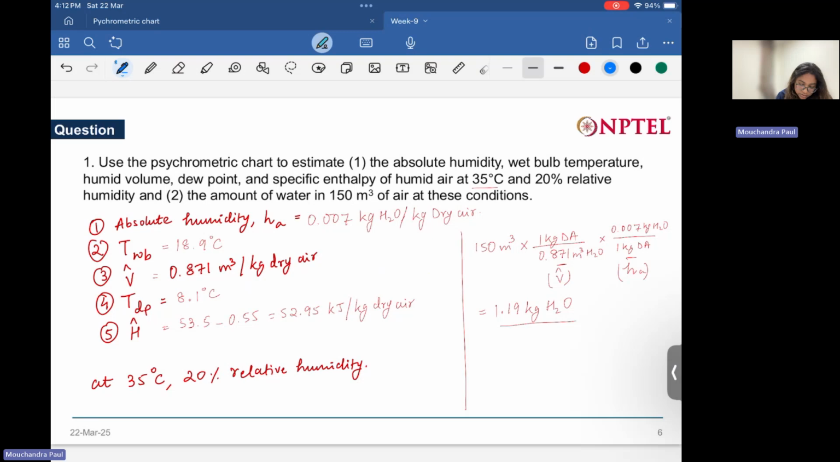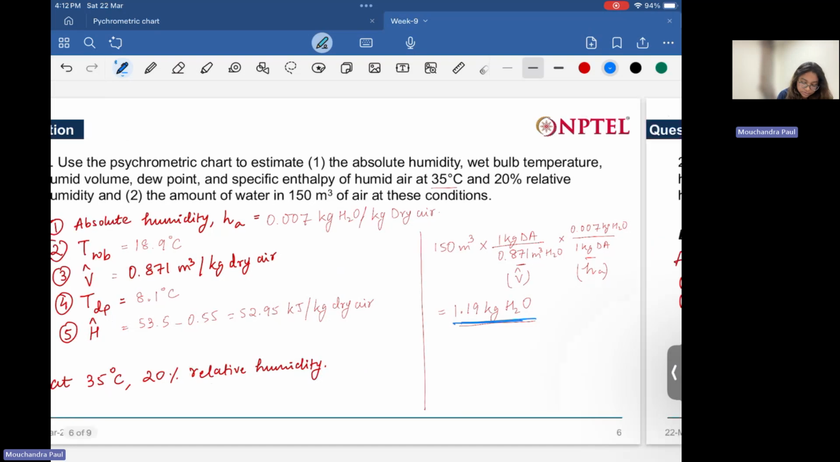whereas for 35 degrees Celsius, the amount of water that you are getting is 1.19 kg. So, at 35 degrees Celsius, the amount of water that it is holding is much less. So, yeah.